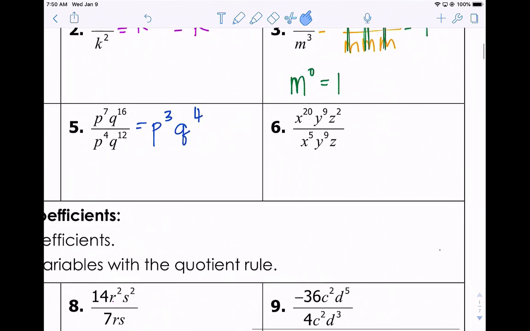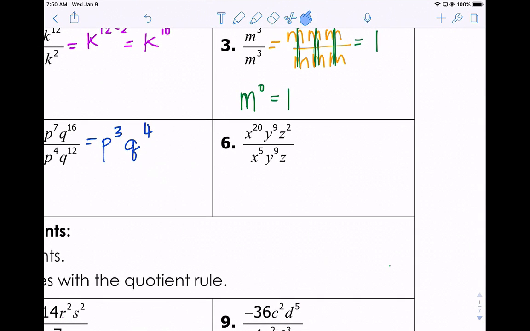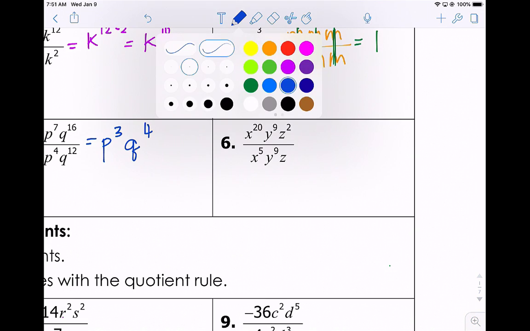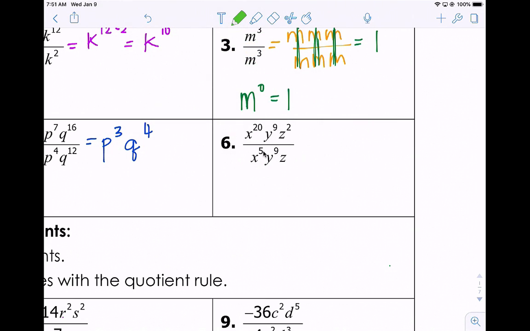And then the last example in this section, now we just have 3 variables. So same thing, we're going to subtract x from x, y from y, z from z. So I have x to the 20 divided by x to the 5. So again, very common for students to actually divide these. We don't divide, we subtract. So 20 minus 5 would be 15, so x to the 15.